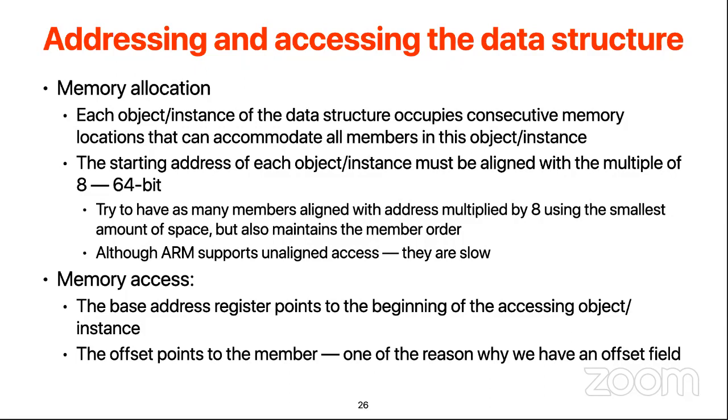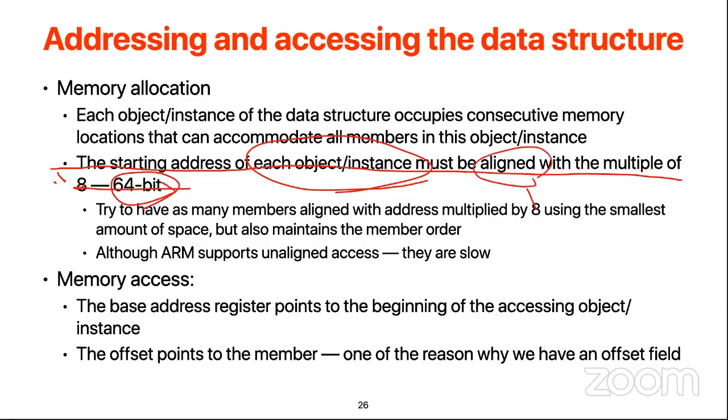Because x86 right now is a 64-bit instruction set architecture, it requires all the moves to start with an address that must be aligned with a multiple of 8. Well, okay, sorry, I think this statement is wrong. It doesn't require the starting address to be aligned with a multiple of 8. It requires the starting address of each object to be aligned with its size.